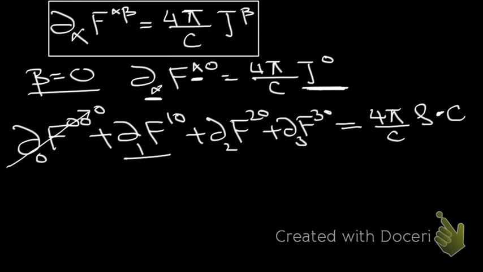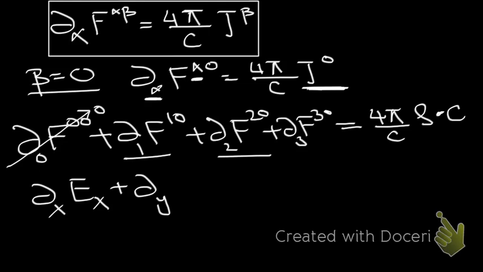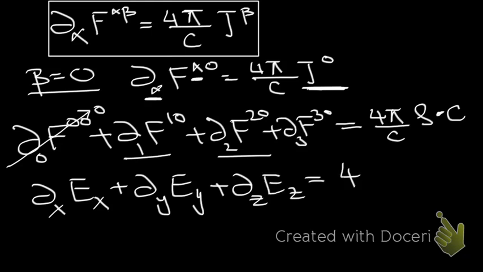So this component is partial 1, that is the partial derivative with respect to x. f10 we figured out was Ex, and likewise for this, partial 2 is partial y. f20 we figured out was Ey, plus partial 3, which is partial z. f30 likewise was Ez, and this is equal to 4 pi, c cancels over there, so we are left with 4 pi rho.